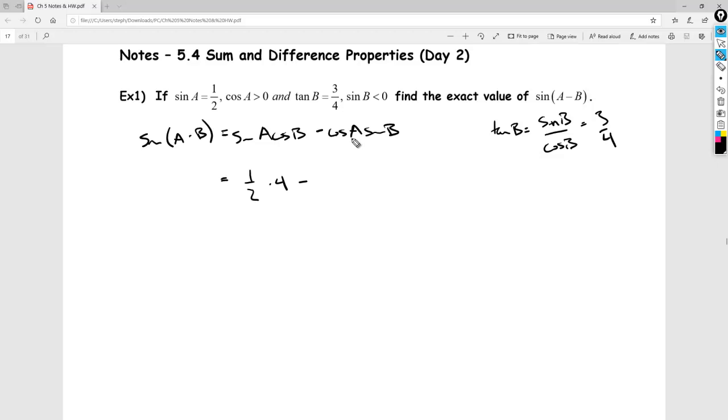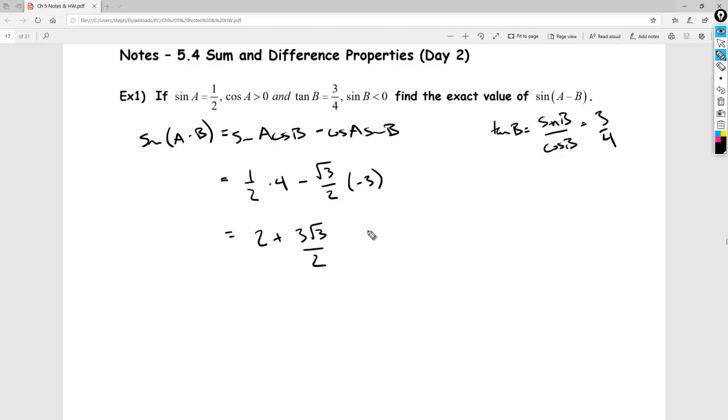Again, they didn't tell me what cosine of A is, but I can say with some certainty that if sine of A is 1/2, then cosine of A is √3/2. And sine of B, they did tell me that it's negative, so -3. Okay, so in this case I get 2 plus 3√3/2 is my exact answer.